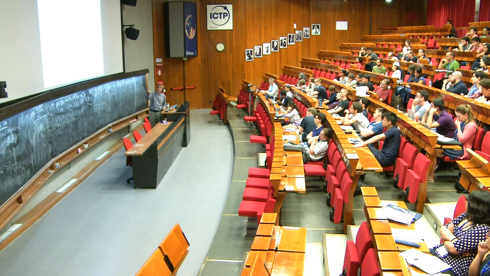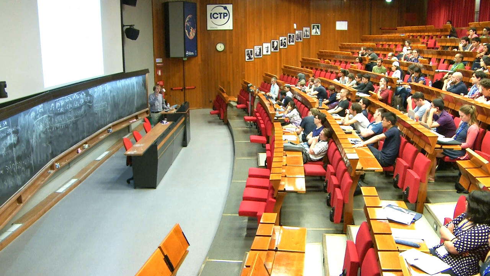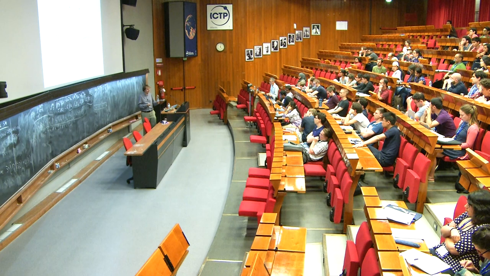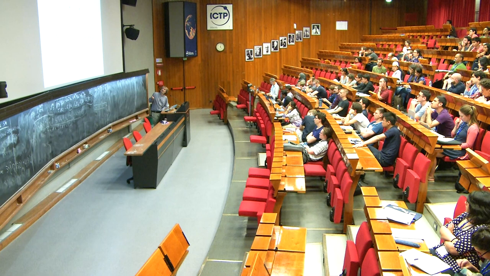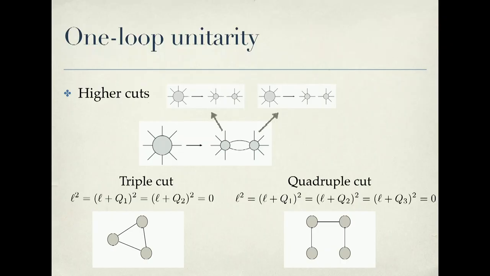Yeah, it's a very good question, because one has to be careful. It would be better to do everything in 4 dimensions, but things are divergent and we have to regulate them. So we have to be careful about working in 4 versus 4 plus epsilon. Okay, so that's how the amplitude behaves on cuts. And this is called triple cut because we cut 3 propagators. This is called quadruple cut because we cut 4 propagators.